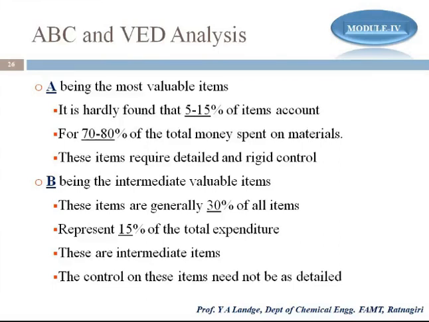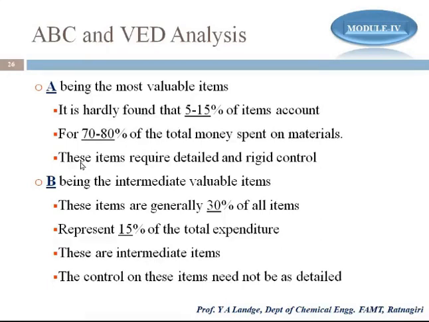Just like in our homes, we can say gold. That comes under that category. Though it is very few, the pricing of that gold is very high, and because of that we have to keep it more controlled. In industry too, there are certain items whose quantity is less but costing is more, and such things we need to control accurately and very precisely. These items may have about 70 to 80% of the total money spent on the material.